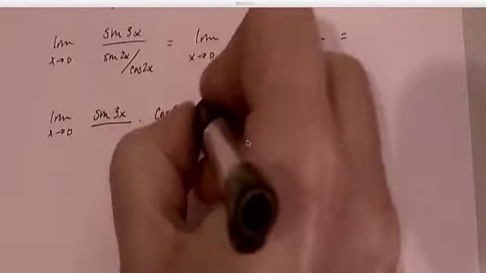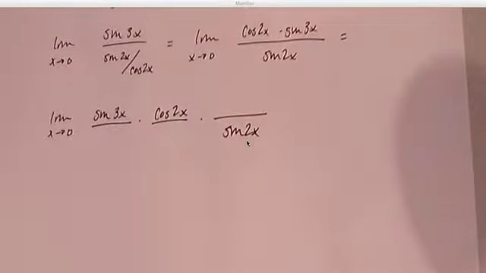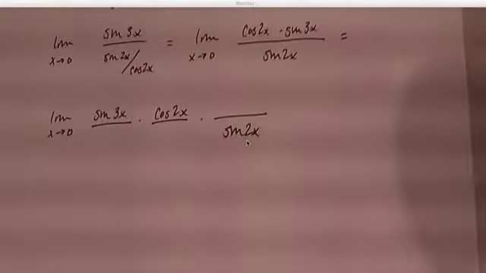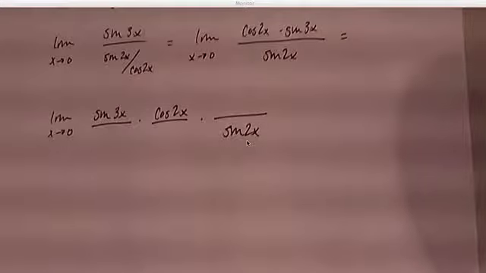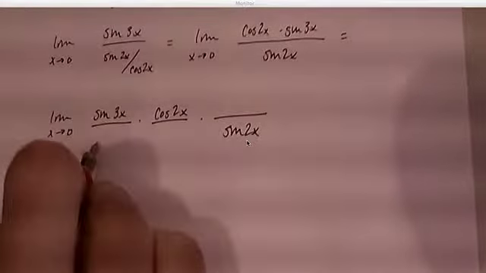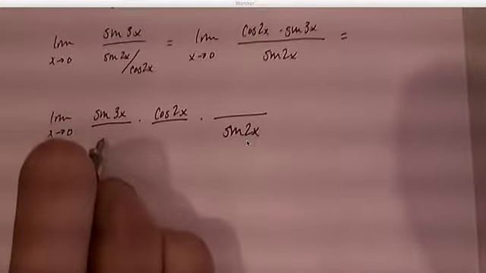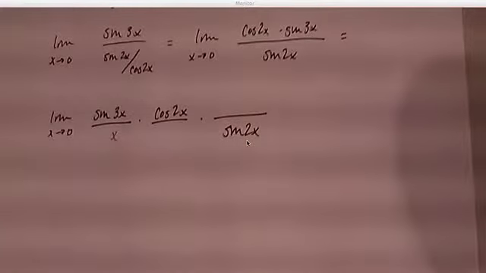And then I can deal with this cosine 2x, and then I can deal with this sine 2x. And I want to pull them apart into distinct factors. Well, now I know that in order to take the limit of this particular factor, I need a 3x in the denominator. Oh, well, let's not worry about the 3 right now. Let's worry about the x, right? I need an x down here. Well, can I put an x down there?